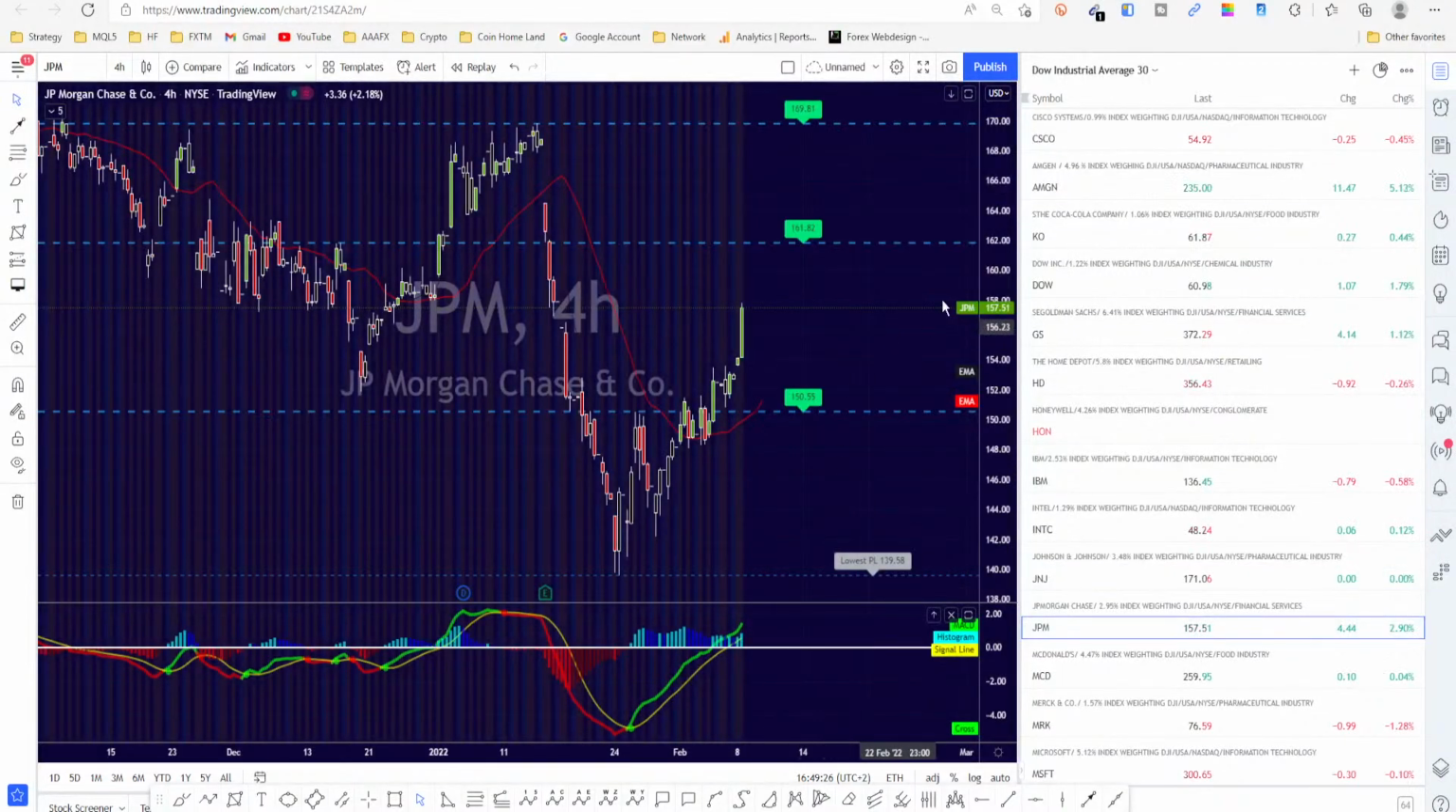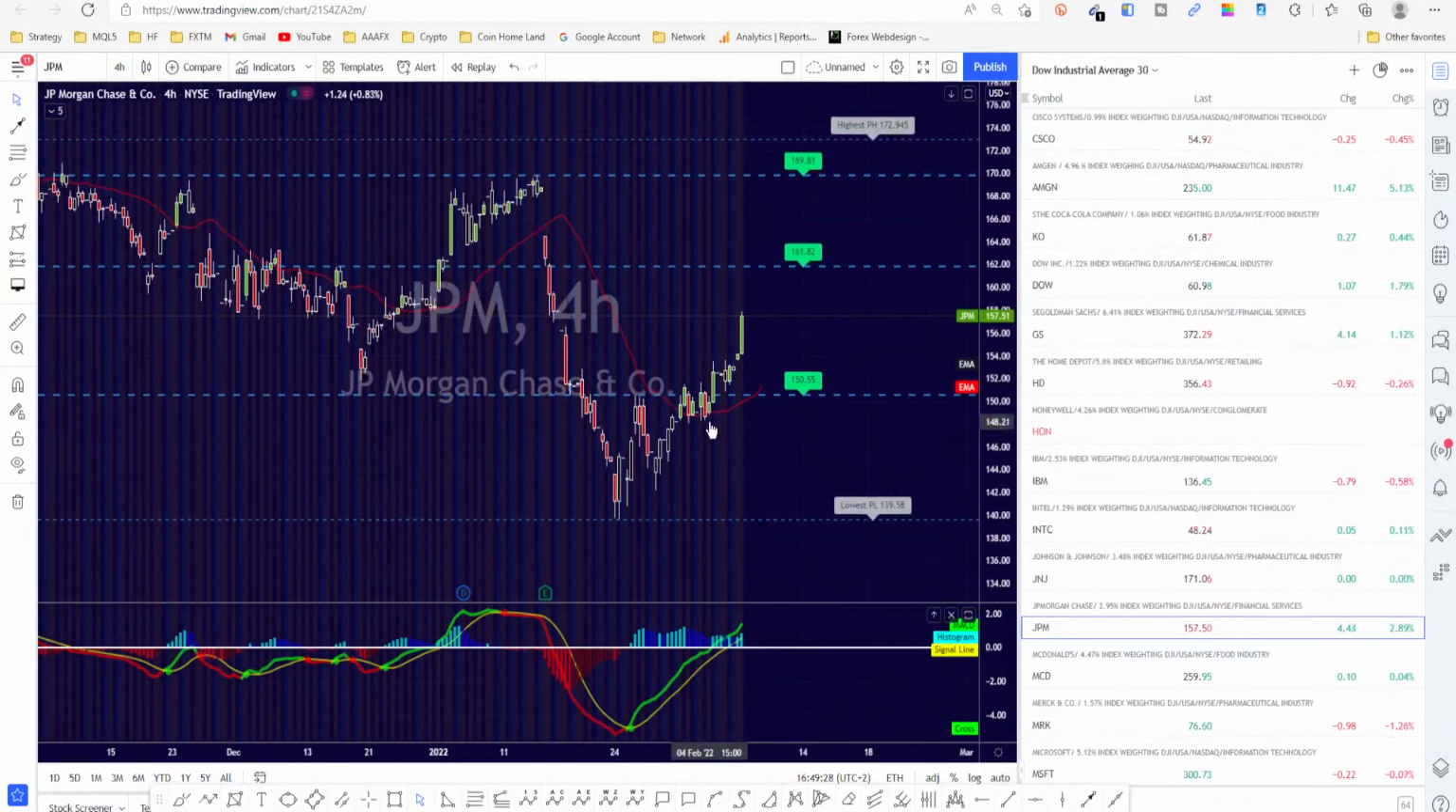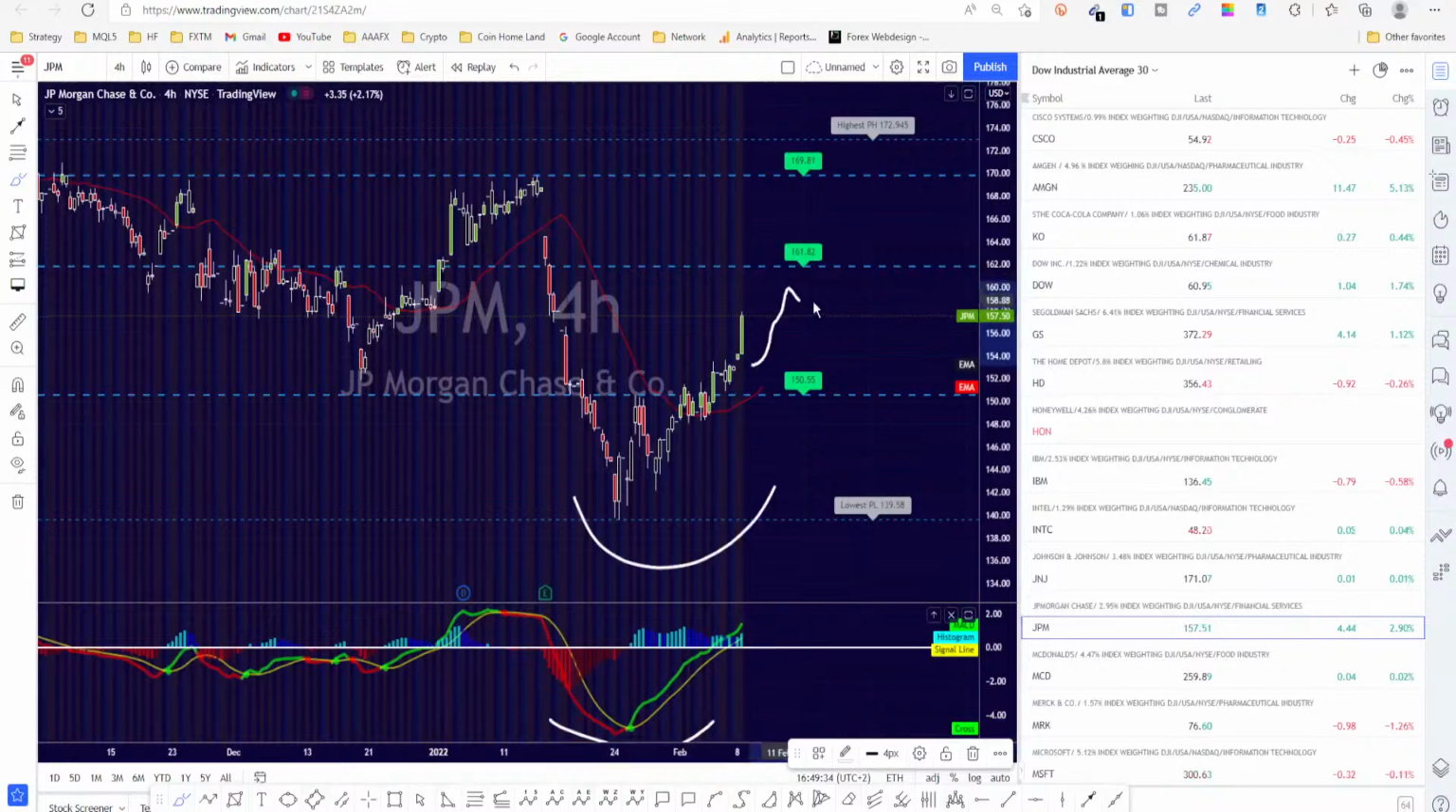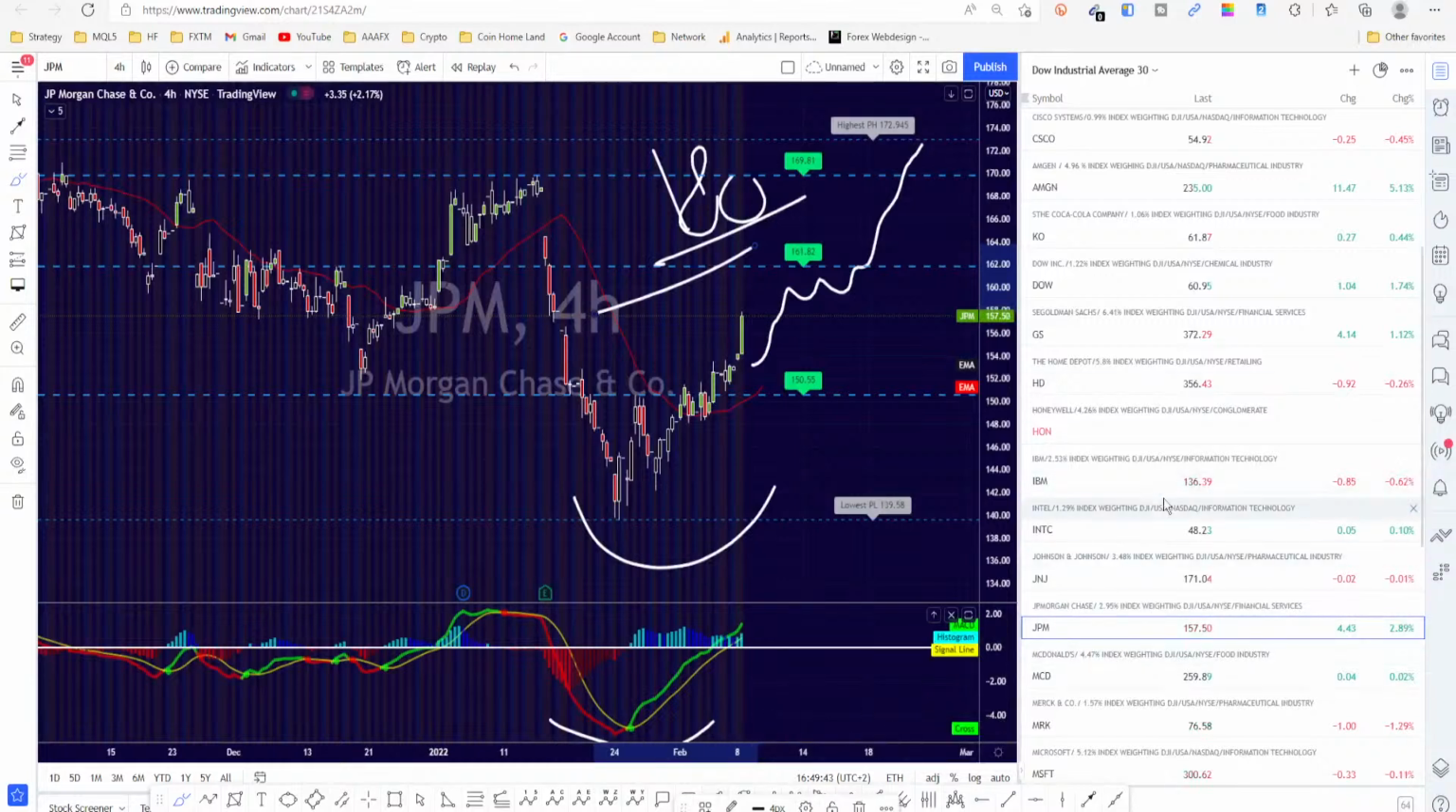JP Morgan is just flying. As we said, the banking systems, or all of them, are probably going to continue to the upside. You can see the MACD was a really strong signal right here, and that's just going up, up, up. It's probably going to 180. Okay, so that's JP Morgan right here, guys.